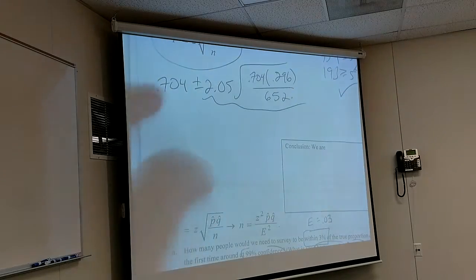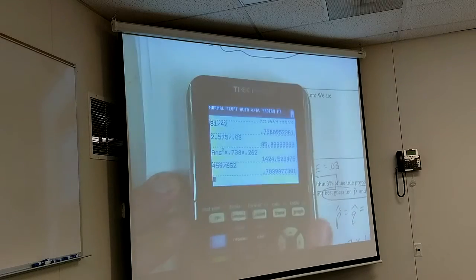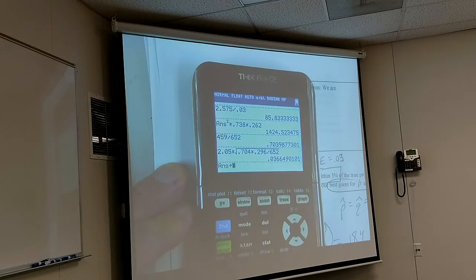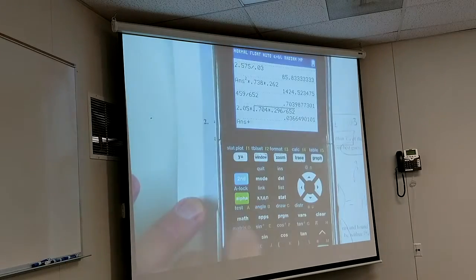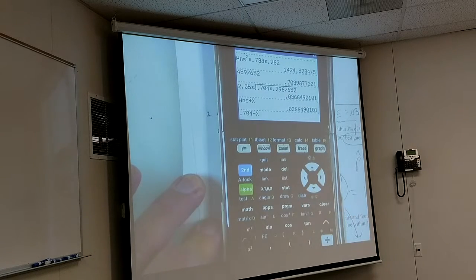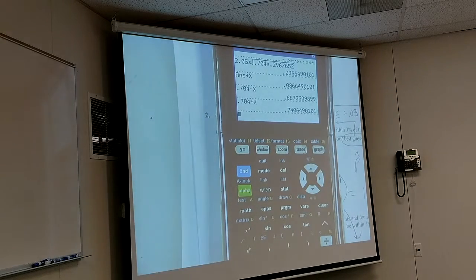Figure out the error first, always a good idea. Let me just show you a little tiny itty bitty shortcut. 2.05 times square root. Store it in x. Then you can do 0.704 minus x. Then 0.704 plus x. It's not that big of a deal, but that's good to use that memory location. If you don't like what I just did, it doesn't matter. Just subtract that number, add the number.